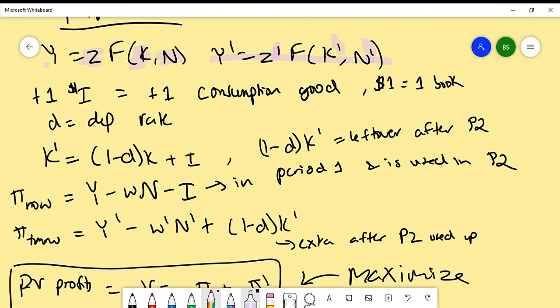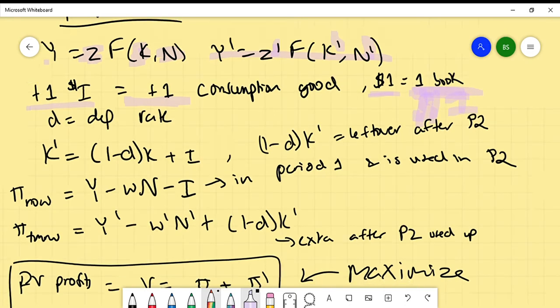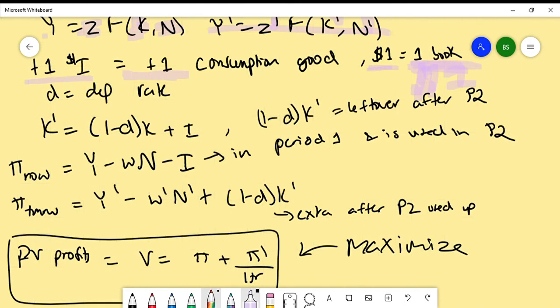And we're going to assume that $1 of investment delivers one more consumption good. For example, if I invest $1 into a machine, it can pop out one more book, or one more dollar worth of something. I think I have to assume that it's one more dollar worth of something, because it'll make more sense in the future when we talk about some money stuff. So that's just something you have to assume.